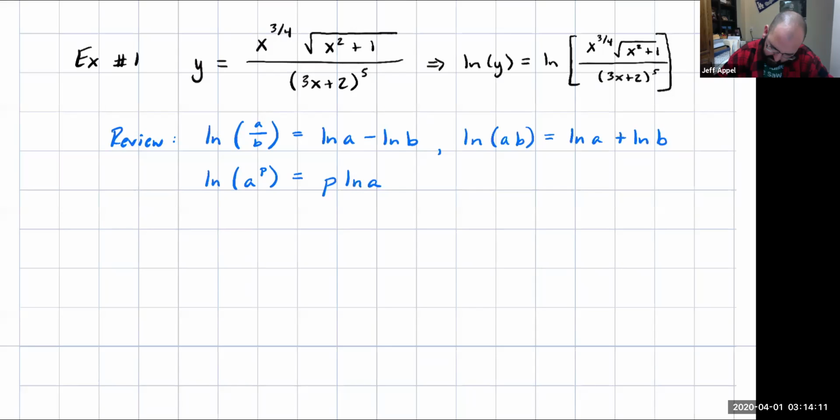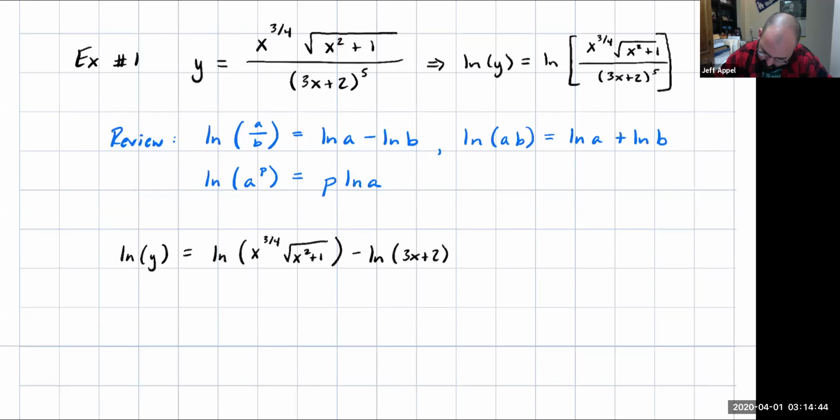So on the left side of our problem, we still have the natural log of y. On the right side, let's start using some of these properties. The first property I'm going to use is that first one I wrote down. I want to break it down so I don't have a fraction anymore. So I'm going to take the natural log of everything that's in my numerator, so that's x to the 3/4 times the square root of x squared plus 1. And from that, I'm subtracting the natural log of 3x plus 2 all raised to the 5th power. All right, so that's that first property there.